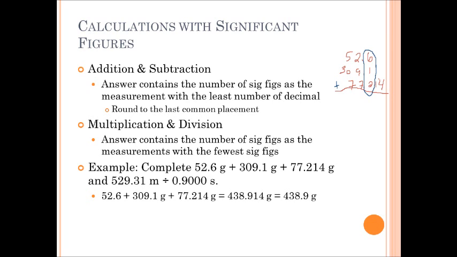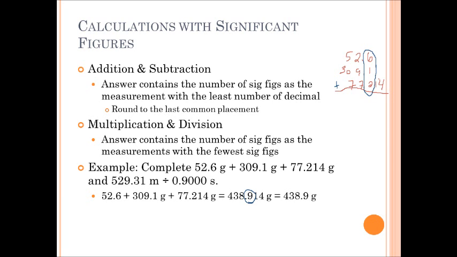So we calculate it like normal, and when you do that, you get 439.914, but we round to the tenths place, which will give us an answer of 439.9. So with addition and subtraction, you round to the last common placement furthest to the right. And this really helps to do vertically so you can visually see where the last place that they all line up at. Multiplication and division are different.